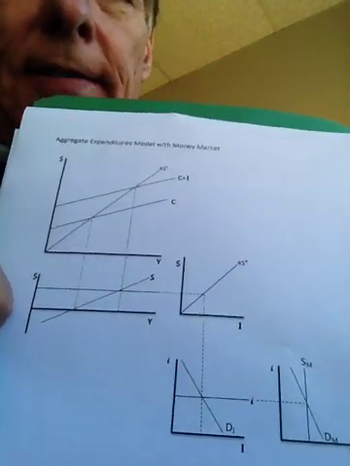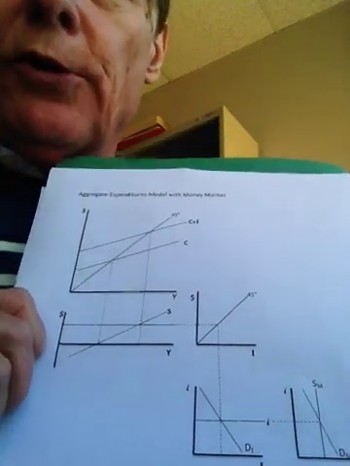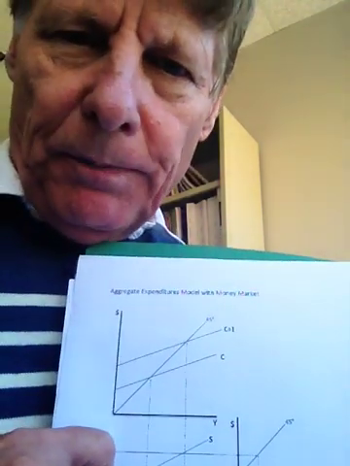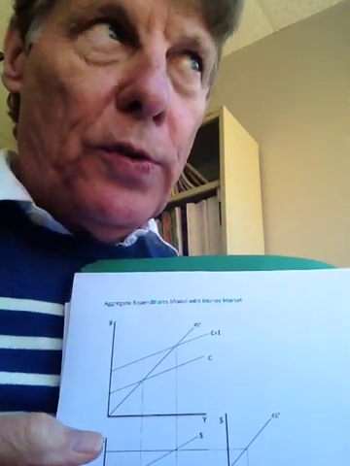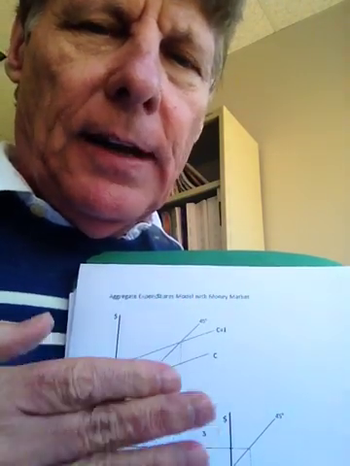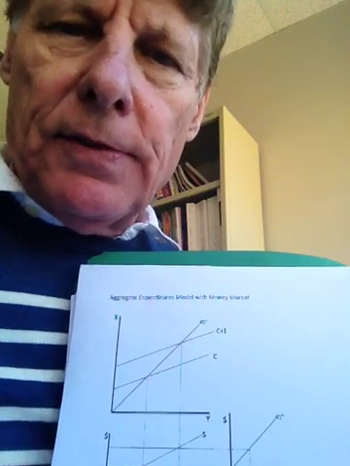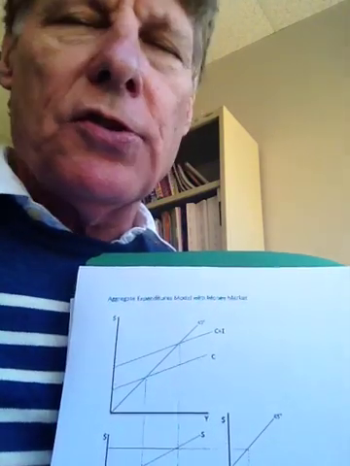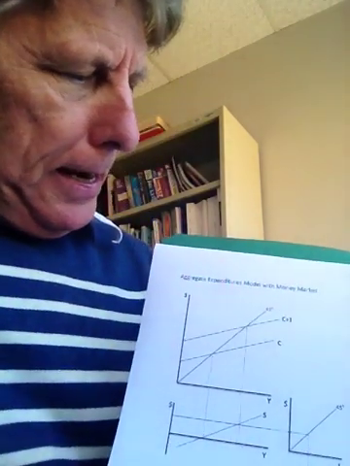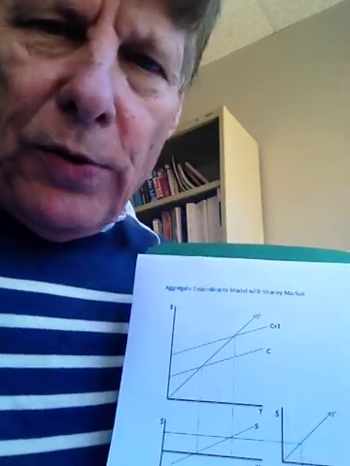That looks like a lot of complicated graphs there, but if we break it down, you'll find that it's actually quite comprehensible. Now you can go to the assignment section, module 11, and download this and get some practice on it, and I suggest that you have it handy when you take Quiz 6. The aggregate expenditures model with the money market.